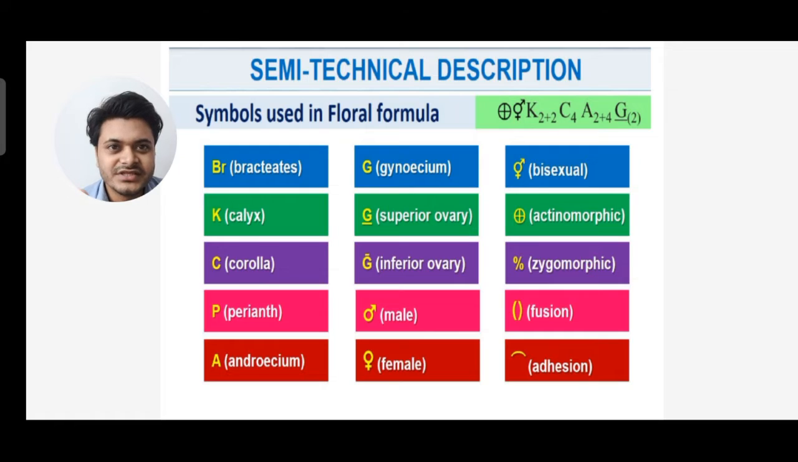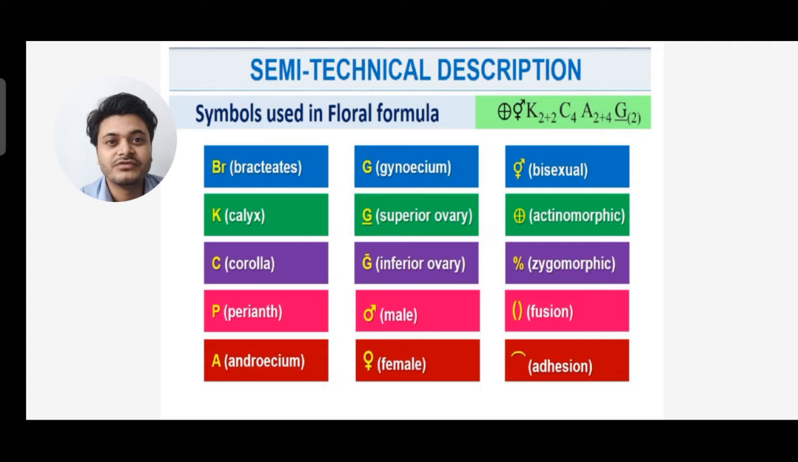You can see the different symbols are given. For gynoecium it's given G. For superior ovary it is G, and below G you have to underline. For inferior ovary you write G, and above G you underline. Then the male sign, female sign, bisexual sign, actinomorphic sign, zygomorphic sign, and fusion brackets. If they are fused, you use brackets, and if there is a line on top of any symbol, that is addition. So these are the symbols used for floral formula.